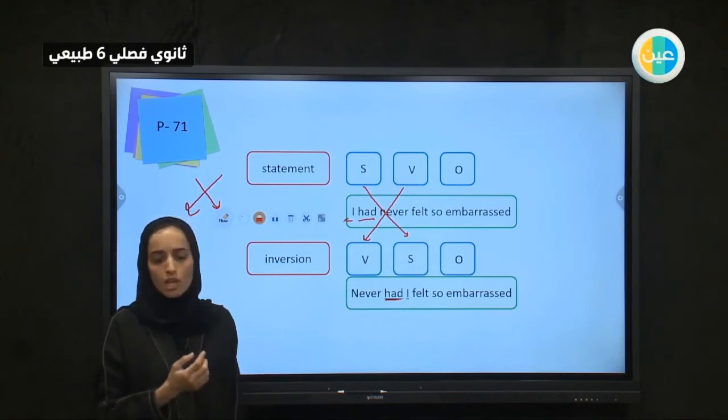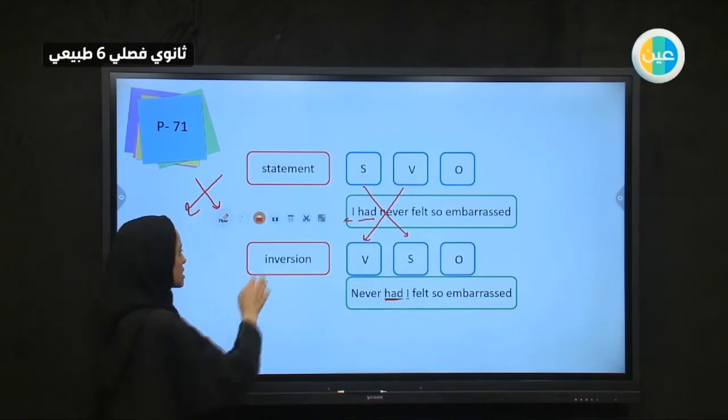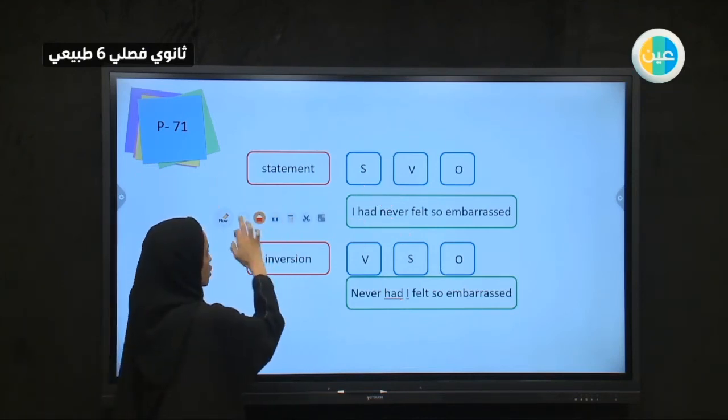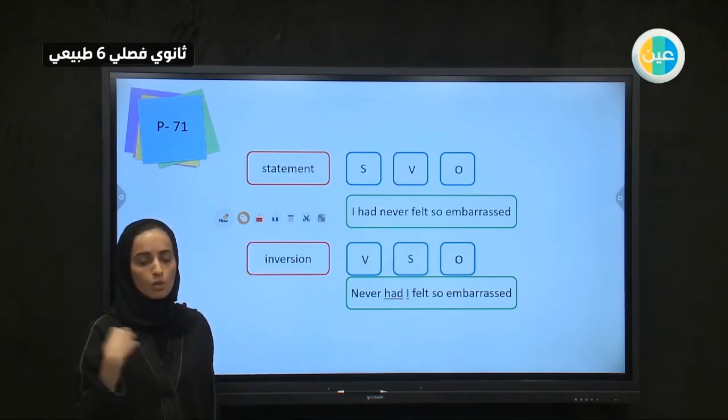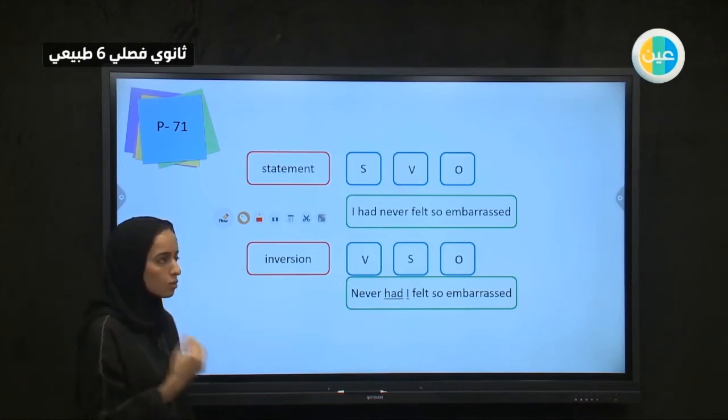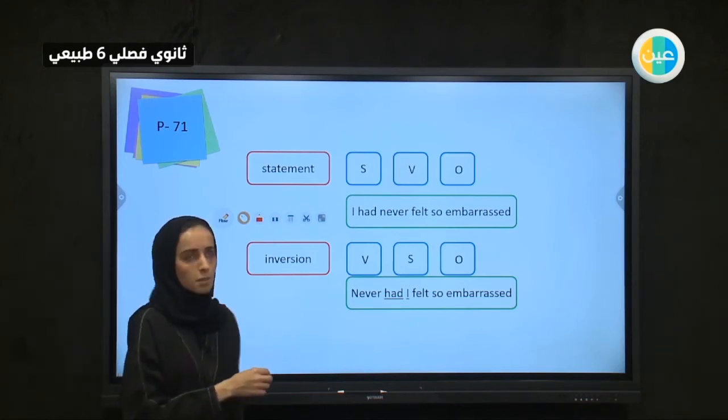Why do we use this? Just to show emphasis. You want to give much more focus to this sentence. It will look like your language is much more advanced, and you sound much more like a native speaker.